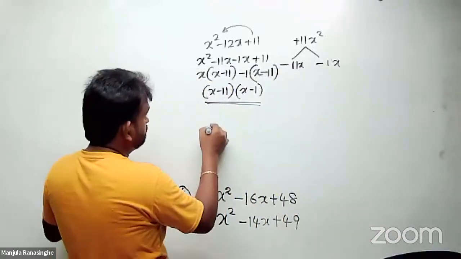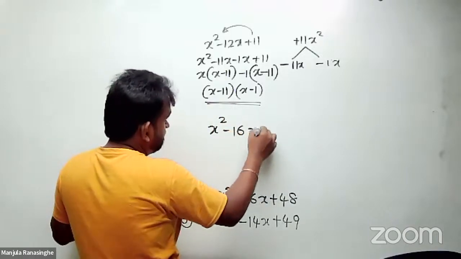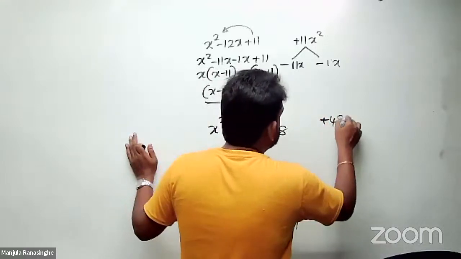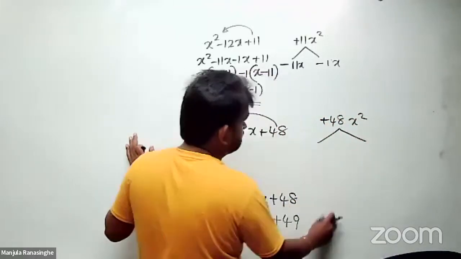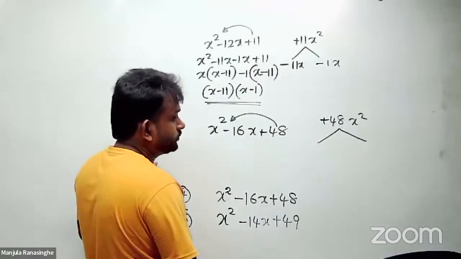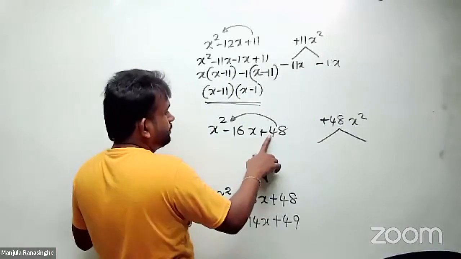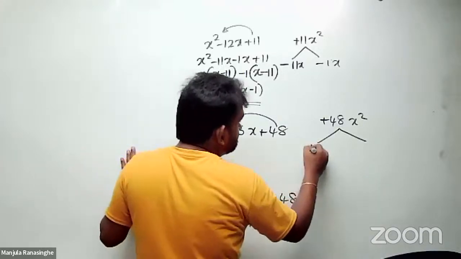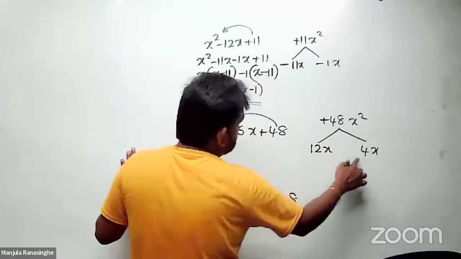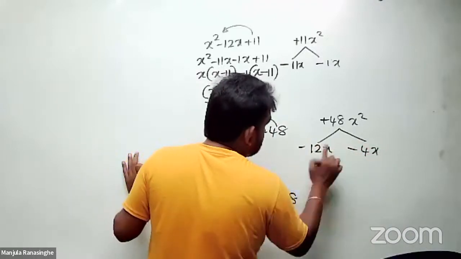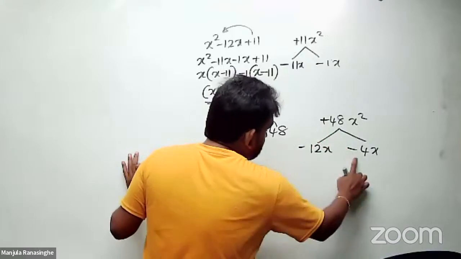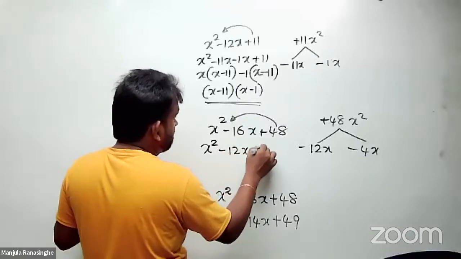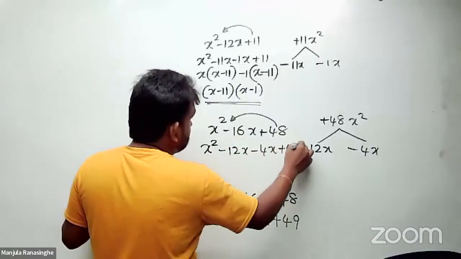Now I am moving to this one: x squared minus 16x plus 48. You multiply plus 48 by x squared to get the product, and the sum has to be negative 16x. So I prefer 12x and 4x, sum 16 but negative. So both are negative. The product gives positive and the sum gives negative. So I now replace this with minus 12x and minus 4x, and here plus 48.